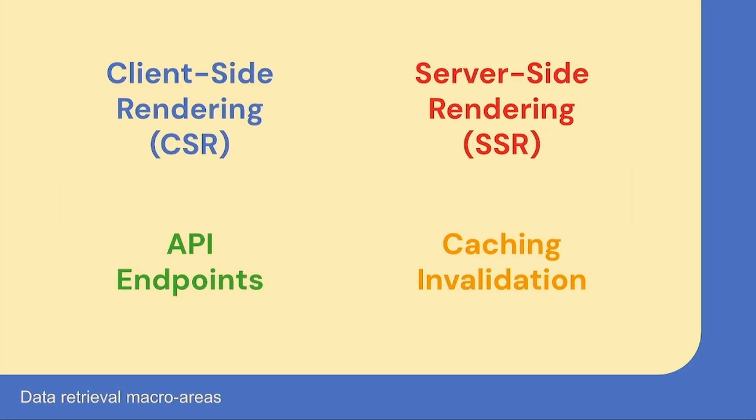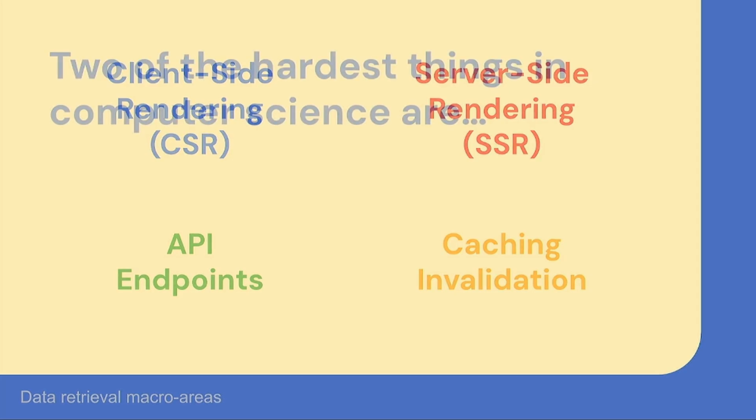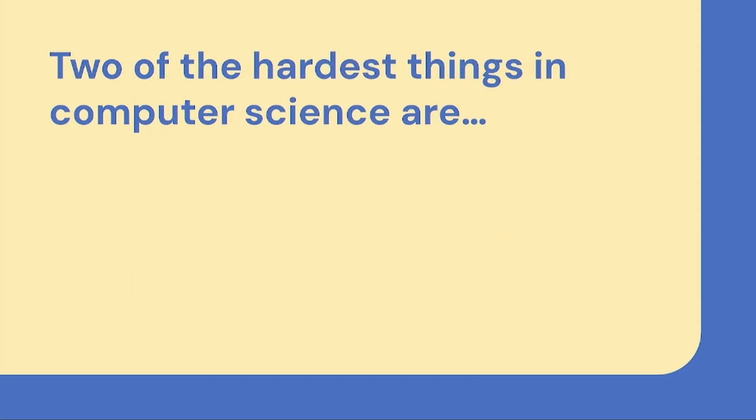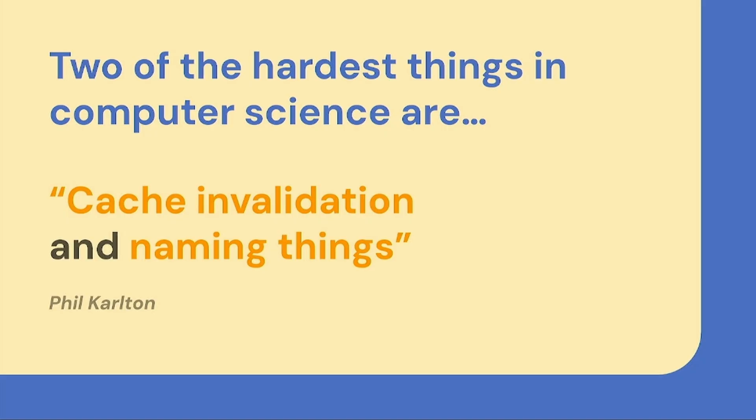So we can already see there are many macro areas in web development from the client side. How we ship to the client, how we make interactivity, how we get data from the server, or how we get data directly from the server as generated HTML pages. We have to manage API endpoints if we want to expose data to the client. And also, of course, cache validation, which, as we probably already know, is the famous quote by Phil Karlton: two of the hardest things are cache validation and naming things.